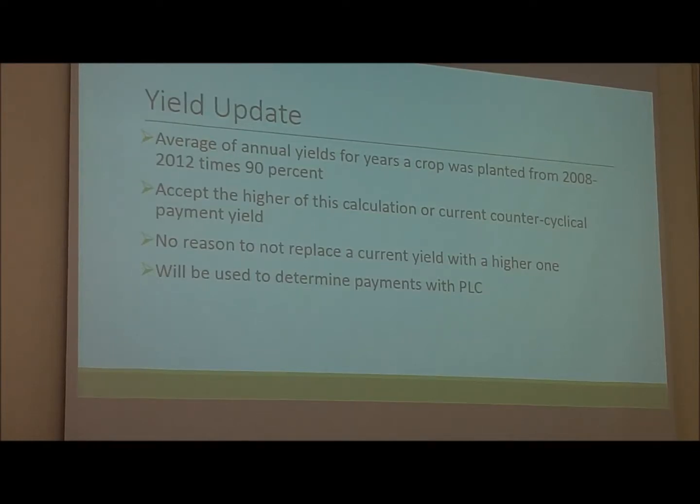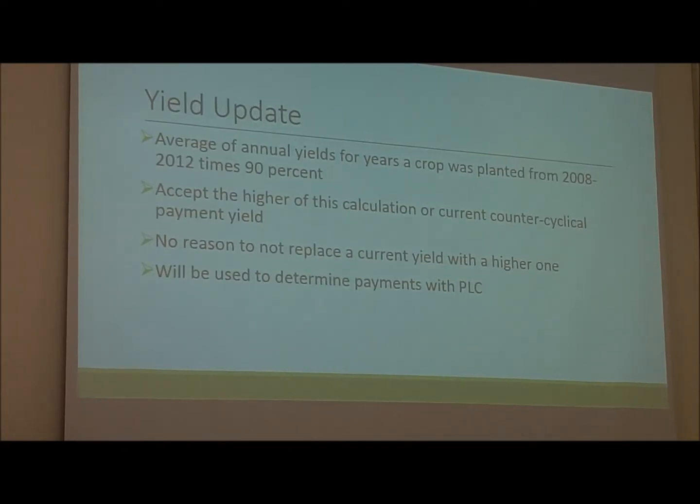That updated yield, if you choose to take an updated yield, will replace your current counter-cyclical payment yield that was in effect under the last farm bill. The yield, whether it's the old one or the new one, will only be used to calculate PLC payments. And the way it is used is if you enroll a base in PLC, if there's a payment of, let's say, 10 cents a bushel, then it's 10 cents times your payment yield times your base acres times 85%. So obviously getting a higher yield is going to be worth it if you enroll in PLC.